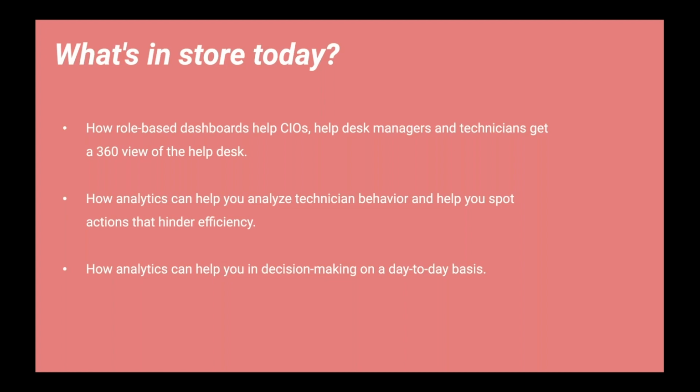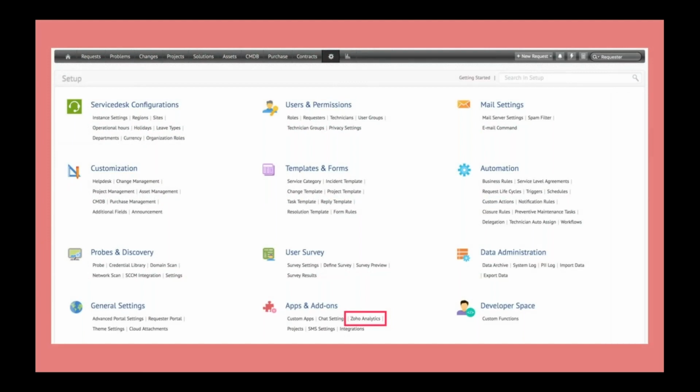Now, all the reports that we'll be discussing today were built using advanced analytics powered by Zoho Analytics. So let me give you a quick introduction of what advanced analytics is and how you can set it up for your Service Desk Plus Cloud. You need to go to your setup panel, and under the apps and add-ons section, you will see an option by the name Zoho Analytics. Now, you need to sign up for a Zoho Analytics account. You just go to zoho.com/analytics and sign up for a Zoho Analytics account.